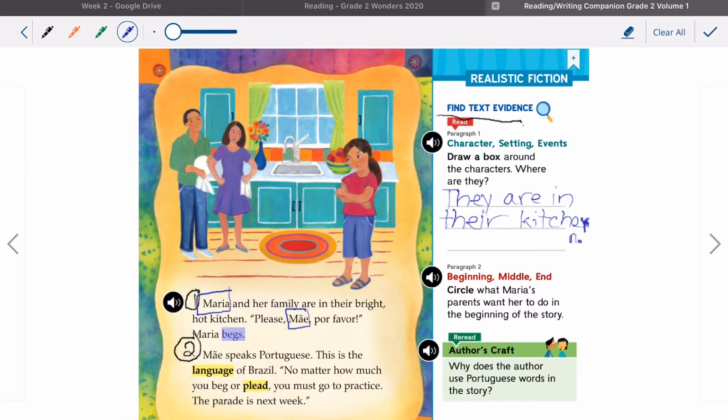It says to circle what Maria's parents want her to do in the beginning of the story. So as we're reading, we're trying to figure out what her parents want her to do.